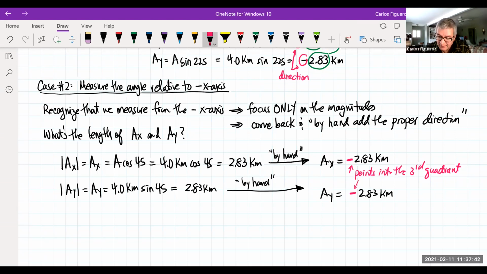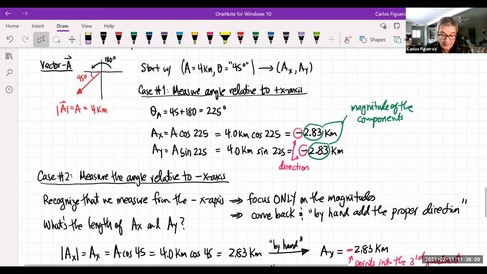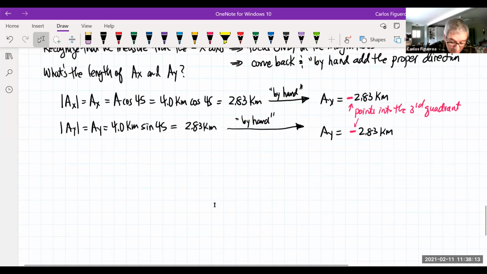Now note, look at the answers. Negative 2.83, negative 2.83. I get the exact same answer, but the only thing I'm doing is paying attention to which quadrant. When we calculate using the angle 45, we are literally only calculating the magnitude. Okay, so that's for vector A. Let's go to vector B. So here I go.